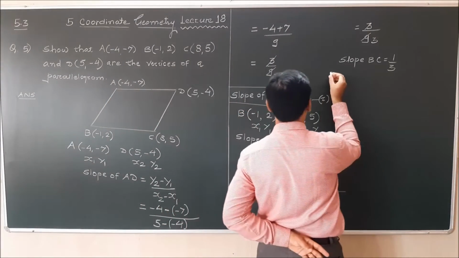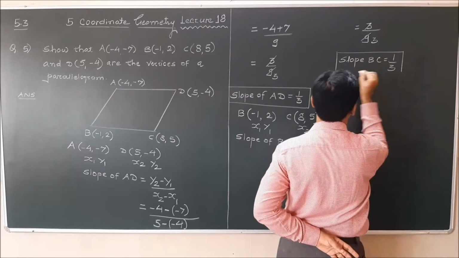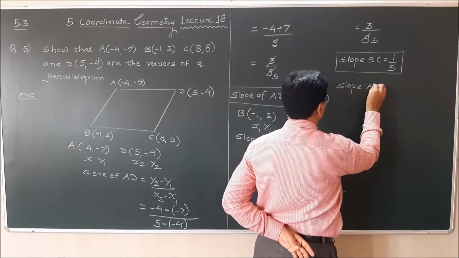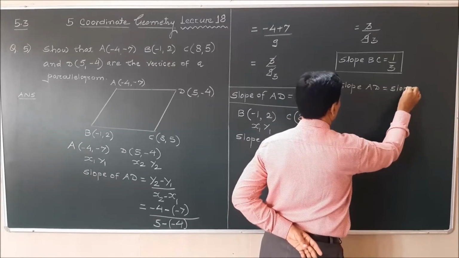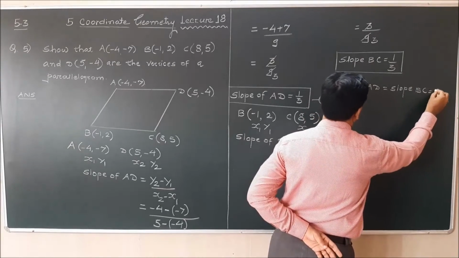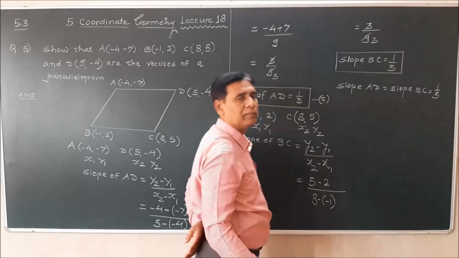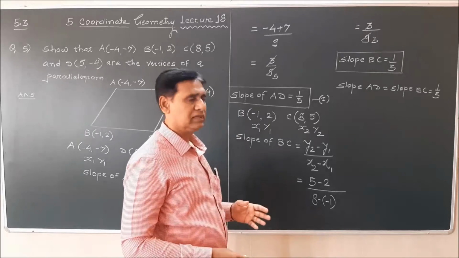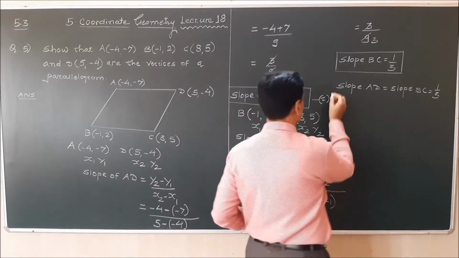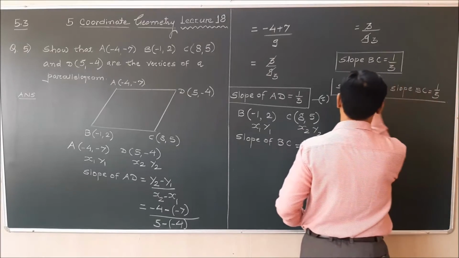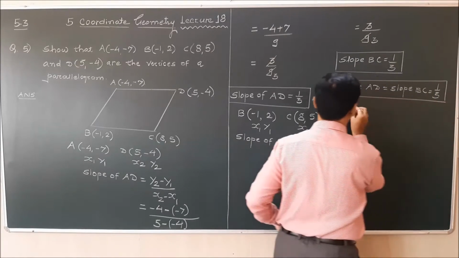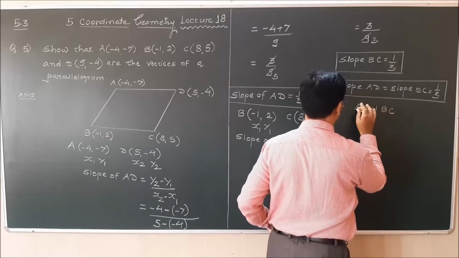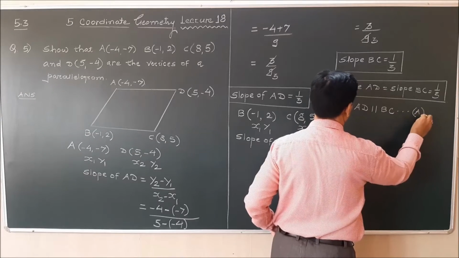So slope of AD is equal to slope of BC, and that is equal to 1 upon 3. You will find that if the slopes of lines are the same, then the lines are parallel. So since the slope of AD is equal to slope of BC, therefore AD is parallel to BC. We can call it result A.